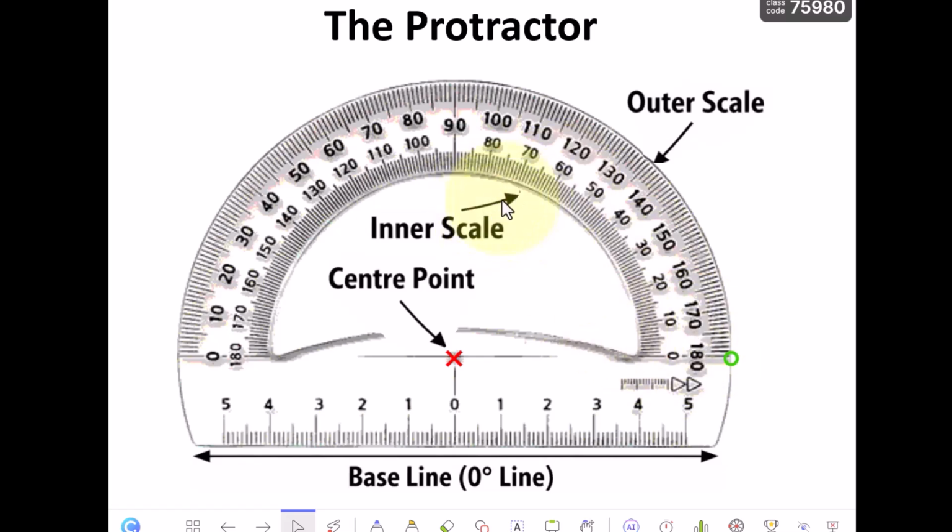Then the inner, you can see this is the inner scale. The inner scale measures from 0 from your right down to 180 on your left. So any side your angle is positioned, you can use any of the scale, the inner or the outer scale, to do your measurement. Another important part of the protractor is this center point that I mark as red X like this. So this tool is very important.